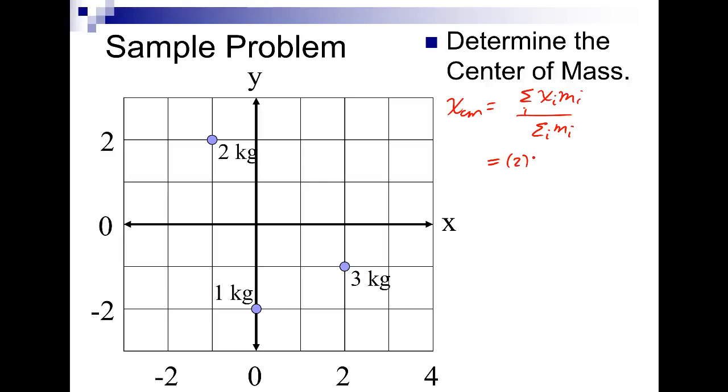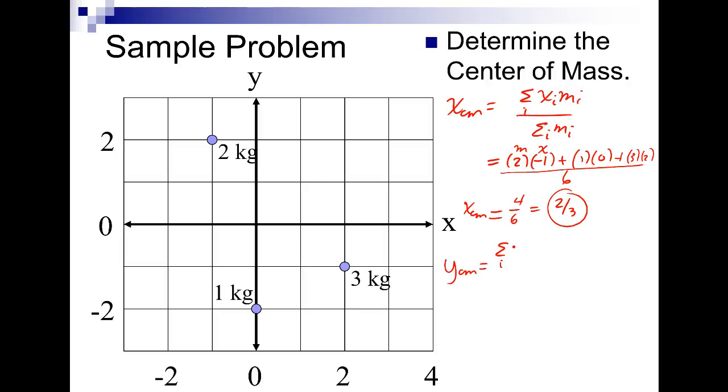Okay, the 2 kilogram particle is at a location of -1. Okay, so what I'm doing is I'm doing the mass and then the position. Okay, the 1 kilogram particle is at an x position of 0, and the 3 kilogram particle is at an x position of 2, and that's all divided by a total mass of 6. So the x center of mass for the system will be 6 minus 2, which is 4 over 6, or 2/3.